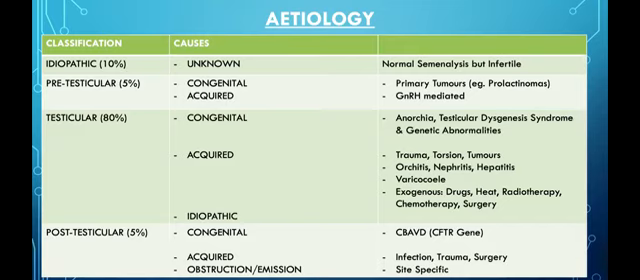chemotherapy and surgery. Then the post-testicular causes, which take up only about 5% of causes, can be either congenital, where we look at congenital bilateral absence of the vas deferens, and we'll discuss a bit about the CFTR gene, the cystic fibrosis transmembrane regulator gene, or acquired causes such as infection, trauma and surgery. And then you'll get your obstructive and emission issues, which will be primarily site-specific.